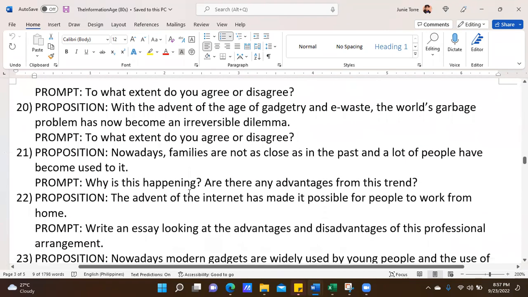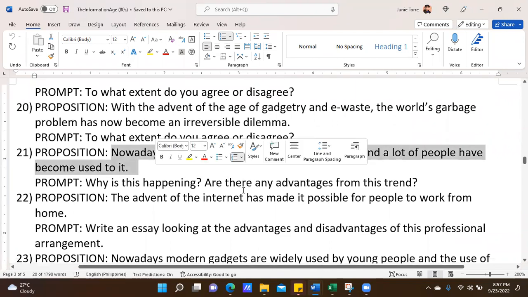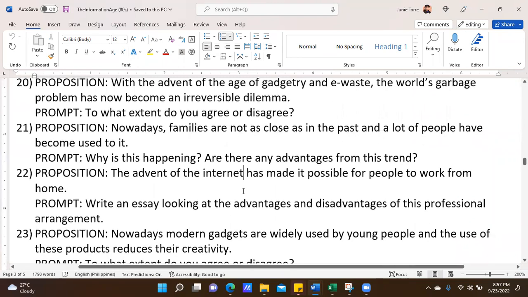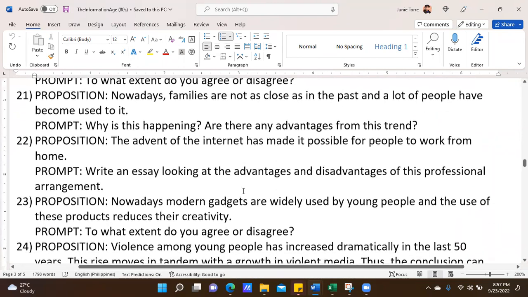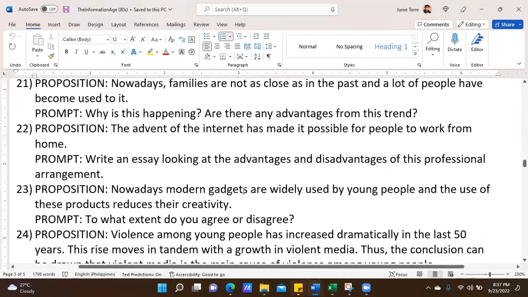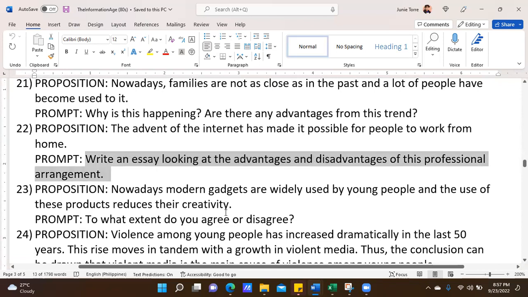E-waste. Nowadays, families are not as close as in the past and a lot of people have become used to it. Ay, ganyan talaga yung effect ng ano. We have become more isolated. No? That's why mental health is really an issue. Yan, the advantages and disadvantages of working from home.